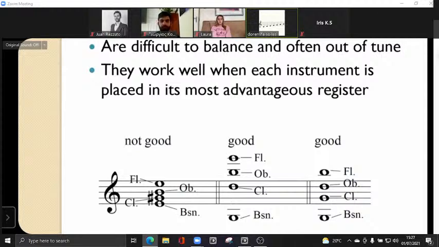Well, the problem there is that the bassoon is playing a high note and the other instruments are in a low register. Well, actually, the clarinet is in a good register, the oboe too, but the flute is in a kind of weak register if we compare it to the oboe. The oboe will probably sound the top E.